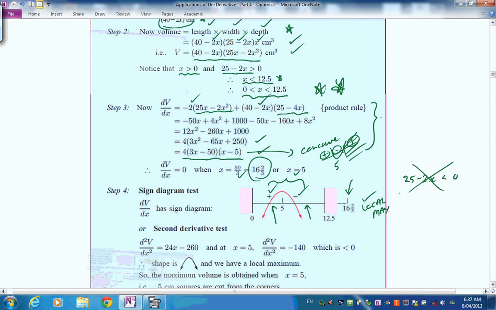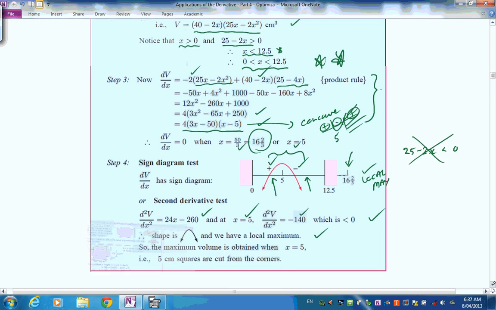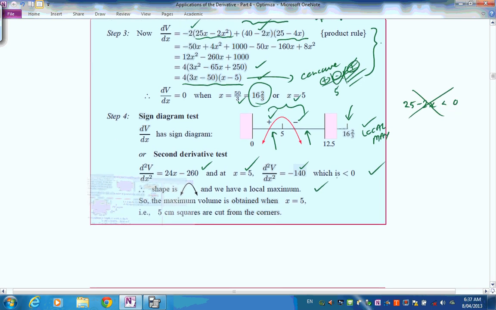Now, the second derivative test, let's get the second derivative, here it is. Put x equals 5 in it, and we get a negative, and that's less than 0, and so we have a local maximum from both tests. You don't have to do both tests. So the maximum volume is obtained when x is 5, and we cut 5 centimetre squares out of the corners.